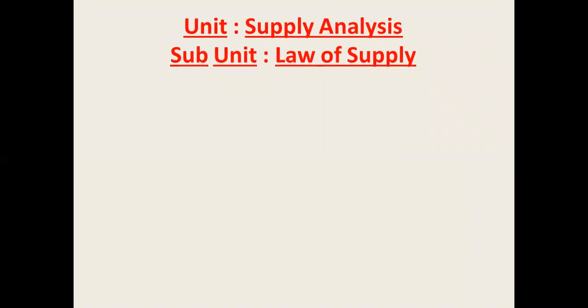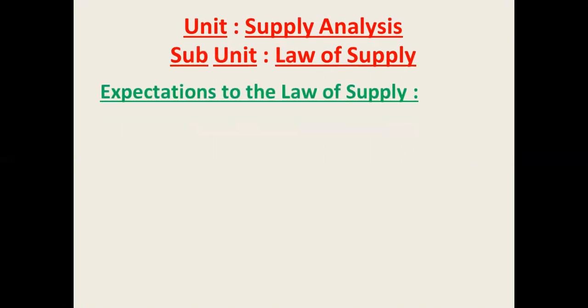Supply analysis. This is the fourth chapter as per your board 12th standard syllabus. So the unit is the law of supply. This law will explain the relationship between the price of that commodity and the quantity supplied. Basically, it's a direct relationship. What is the statement of the law of supply? Other things being equal, the higher the price of the commodity, the higher the quantity supplied, and the lower the price, the lesser the quantity supplied. That statement explains it's a functional relationship, but it's a direct relationship.